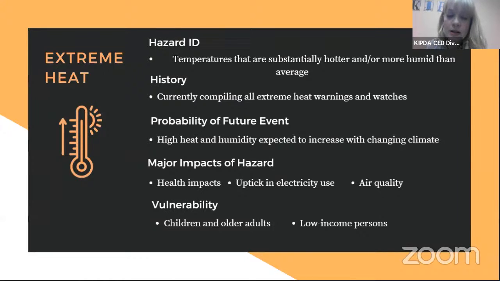And the major impacts of extreme heat are health impacts. So that's hyperthermia, that's heat stroke, that's an uptick in electricity use because people are using more air conditioning. Extreme heat because of high humidity and high heat has an impact on our air quality as well. And then the most vulnerable are actually children and older adults because heat has a bigger impact on their bodies, and also low-income persons who may not have access to air-conditioned facilities. So we have a specific vulnerability there.